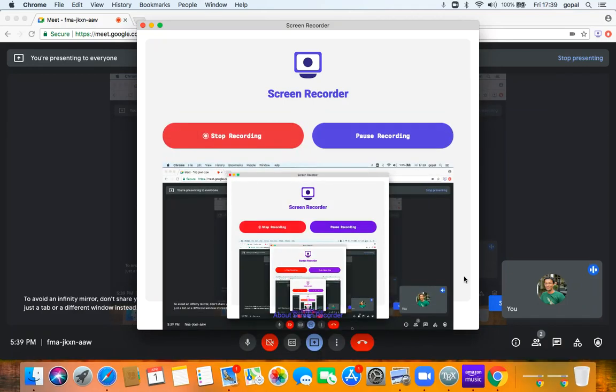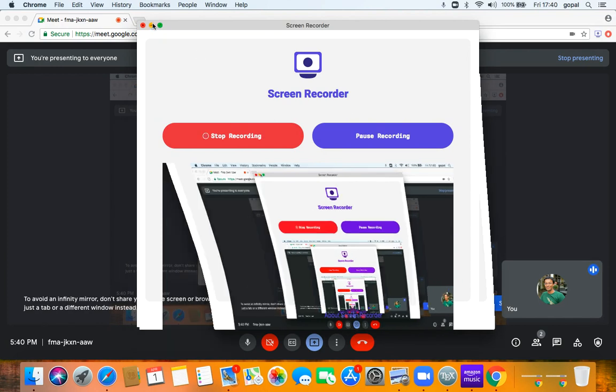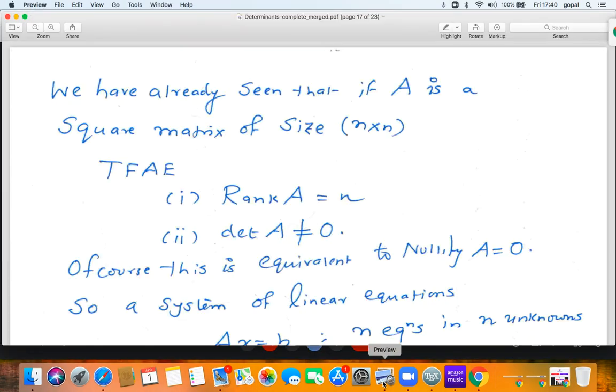Hi, so we start with the next capsule, 8A. We continue with the study of determinants. Now let us look at some applications.